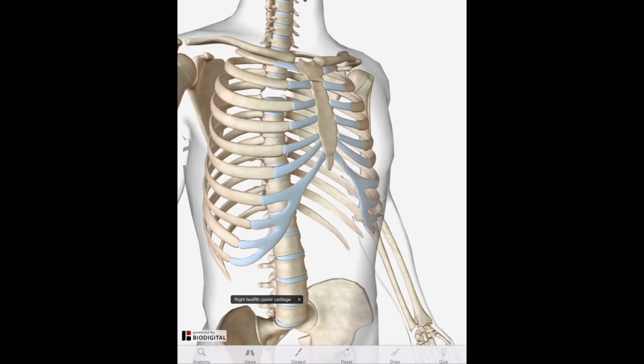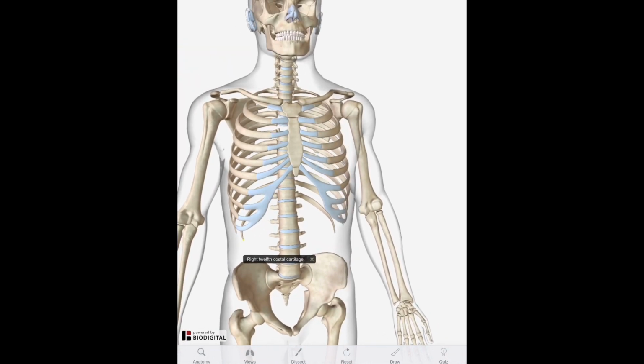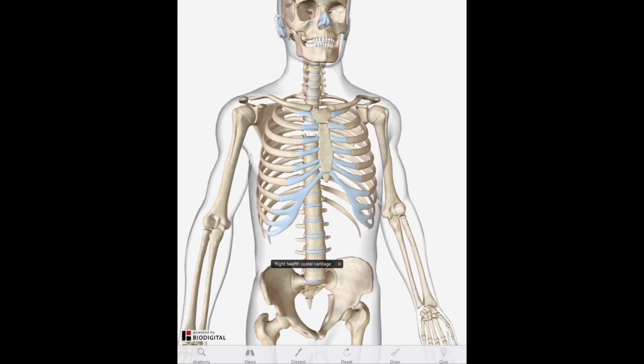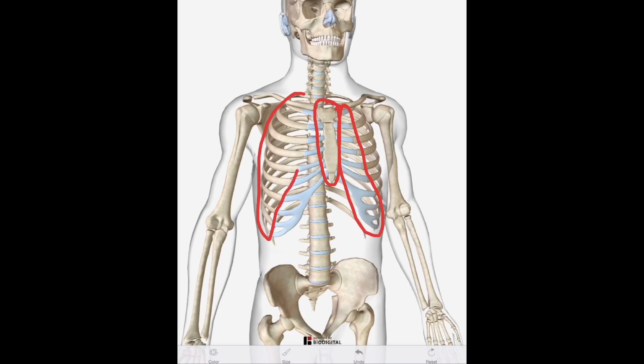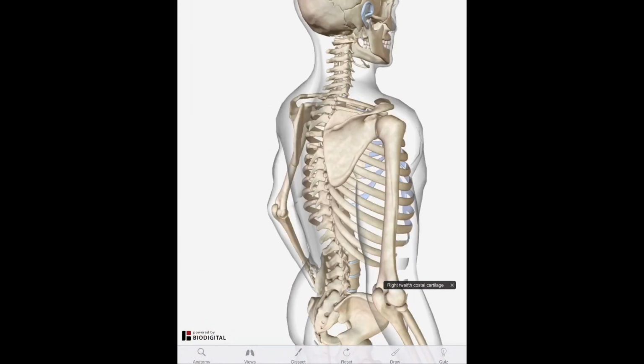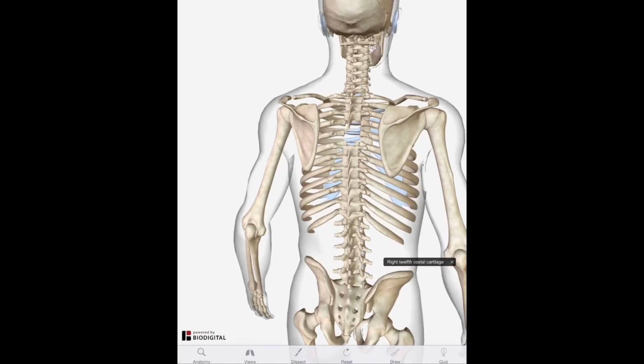So we discussed the thoracic cage. Now we are going to discuss the rib cage. The rib cage is formed by sternum and costal cartilages, the blue color part, and ribs attached to the thoracic vertebrae. Posteriorly, all the ribs articulate with the thoracic vertebrae.